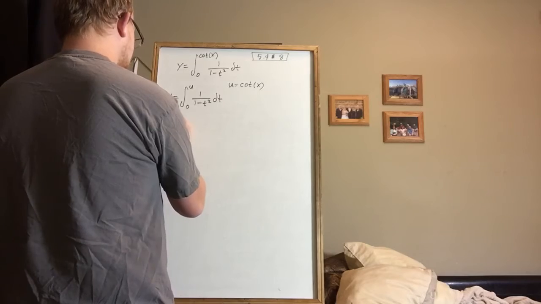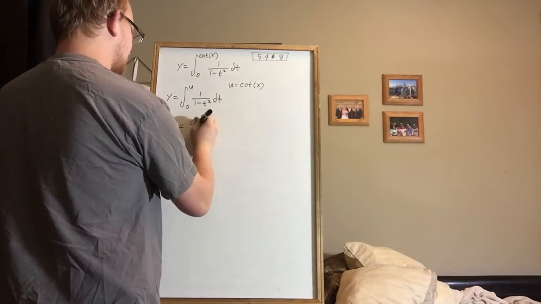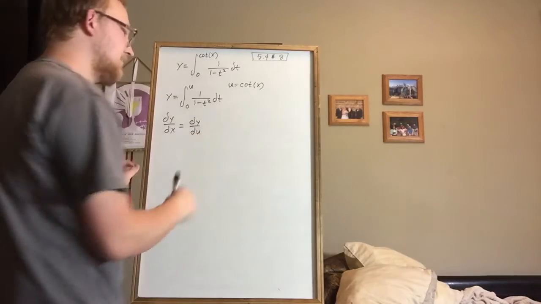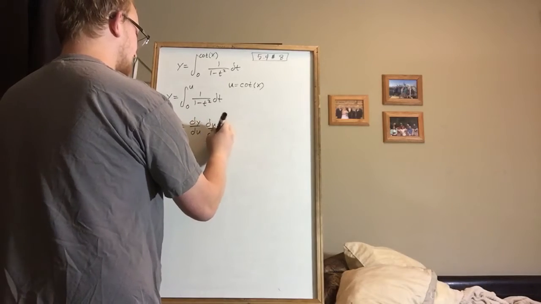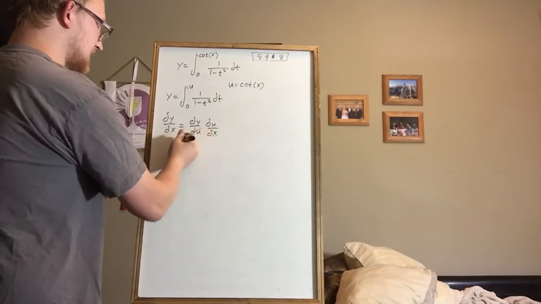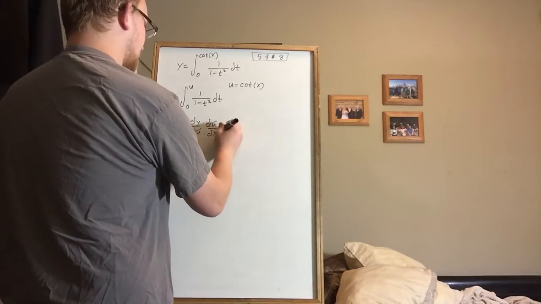Well, dy/dx, according to the chain rule, we could find that by taking the derivative of y with respect to u, and then multiplying it by the derivative of u with respect to x. You see, because the du's will cancel, and you end up with dy/dx. So let's write that over here.